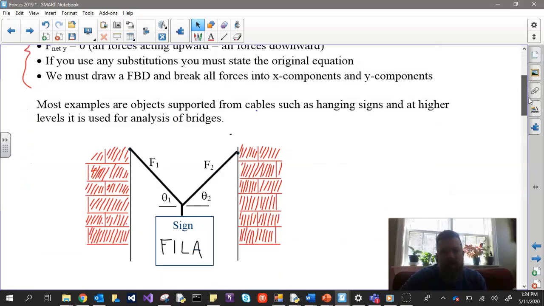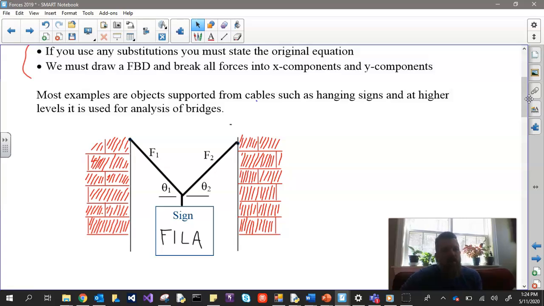So this would be what an example might look like. Right, so we use cables, an extension of this when we switch to bridges and stuff like that. We're not going to have time for that, but if you go to college or university, you might see the bridge scenarios, which is based upon what we're doing right now, and the torque that we will talk about after this.